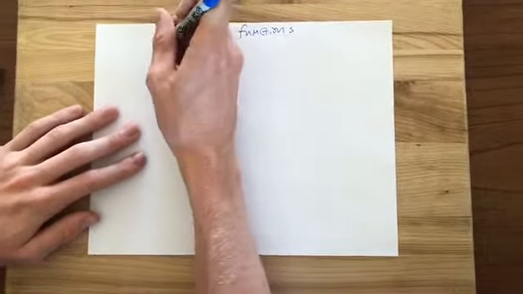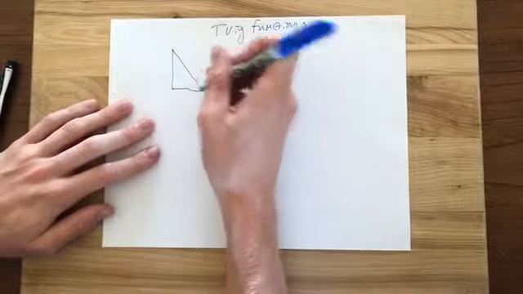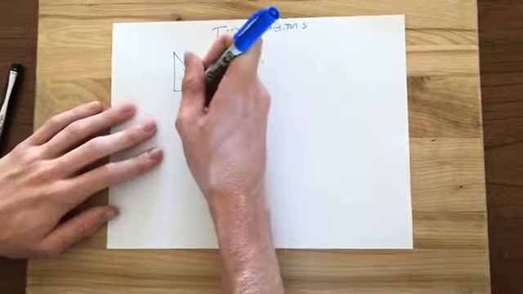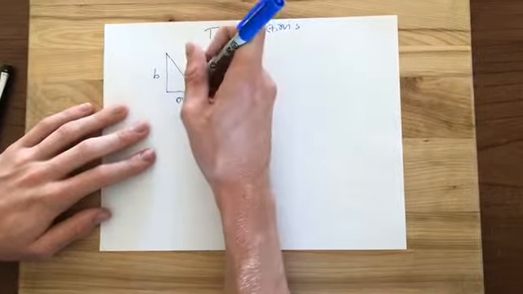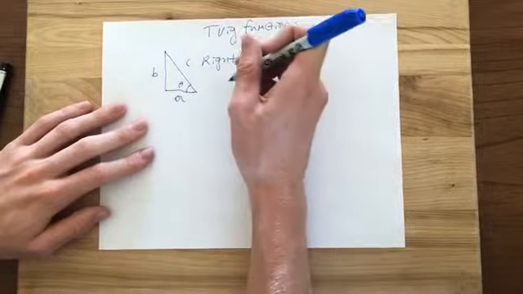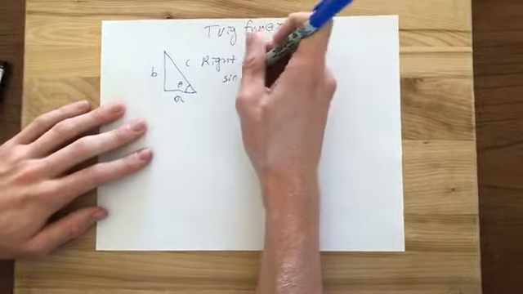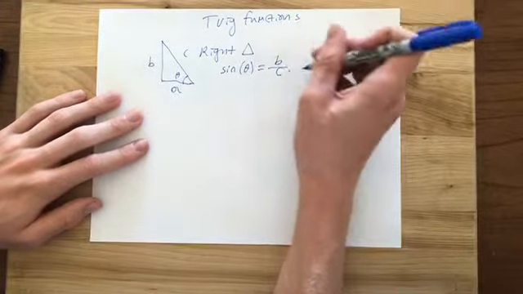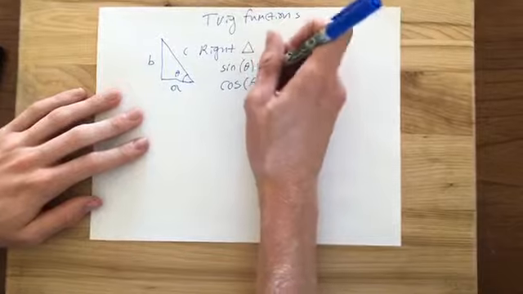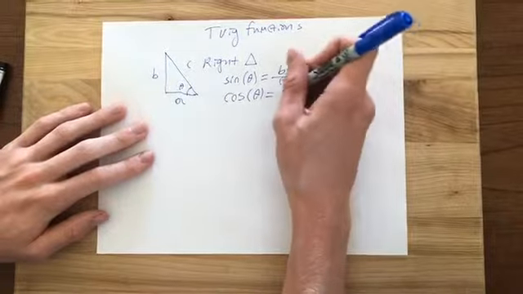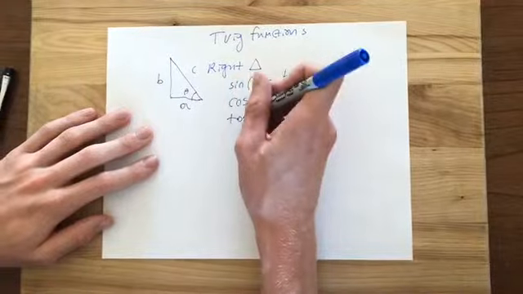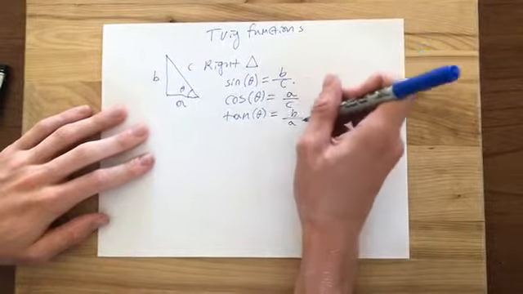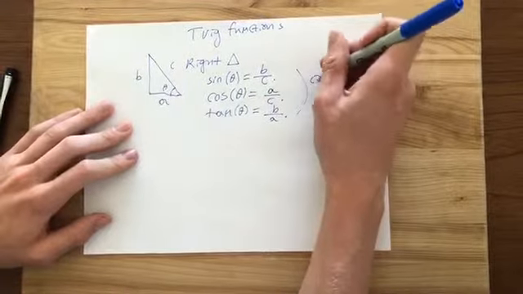You've probably seen these before, hopefully, and you know that if we take a right triangle with sides A, B, and C, and an angle theta, then the sine of theta is equal to opposite over hypotenuse, B over C. The cosine of theta is equal to adjacent over hypotenuse, A over C. And the tangent of theta is equal to opposite over adjacent.